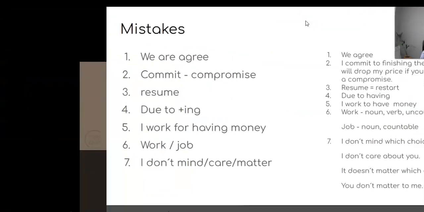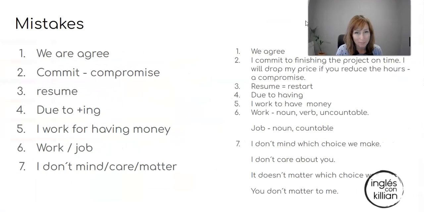Common mistakes in English and how to correct them. The first mistake we're going to talk about today is "we are agree." This is incorrect because we don't use the verb to be. We say "agree." To agree is the verb.